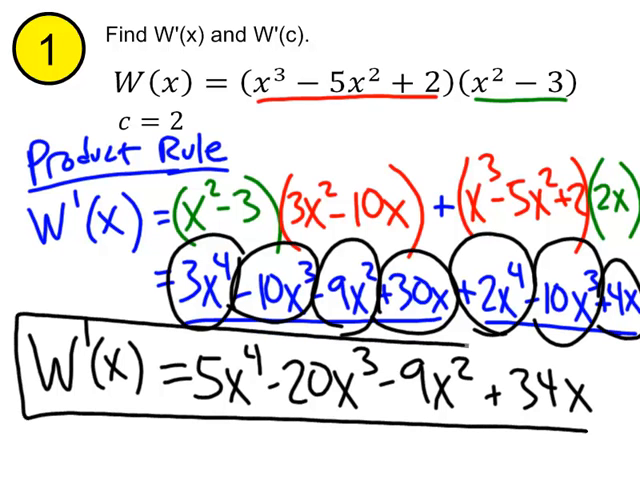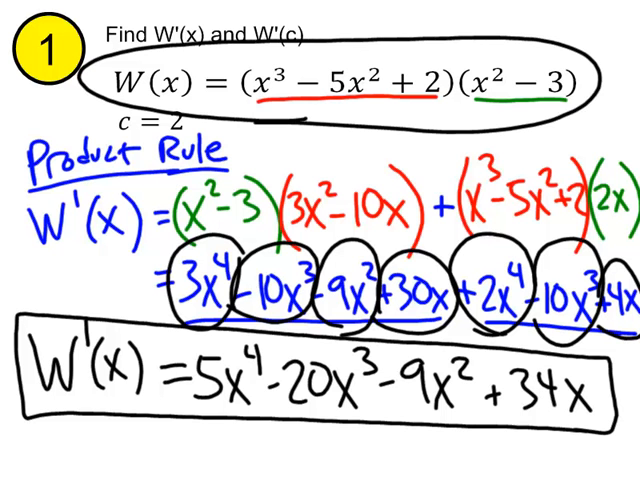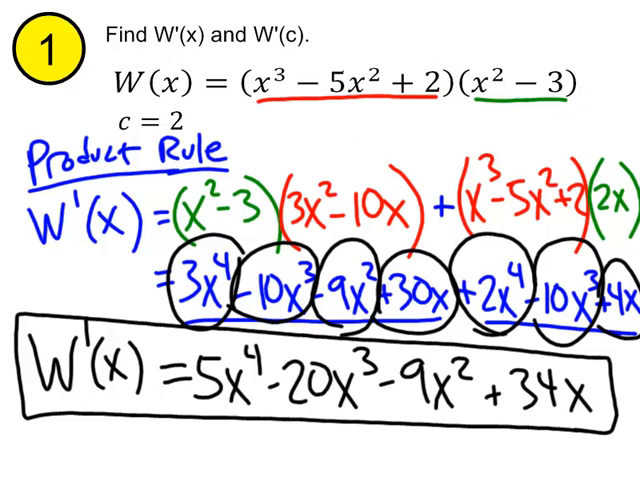So notice that w prime of x is a function of x in its own right. And I can plug in any x value here that is in the domain of this original w of x function. This w prime will give me the slope at any point along the original curve. Now, what's the difference between that and w prime of c? Well, w prime of c is asking us to evaluate the derivative at this specific x value.